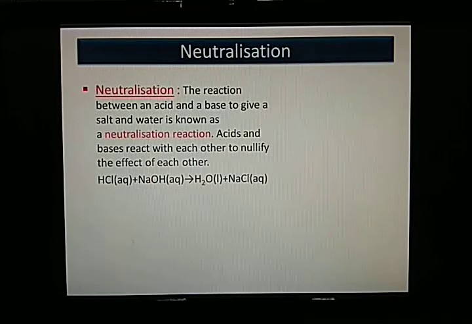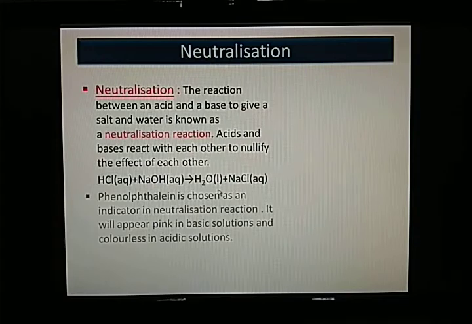But before that, let us see one reaction of neutralization. You can see here hydrochloric acid, which is an acid, HCl, plus NaOH, that is sodium hydroxide. AQ means aqueous, in a liquid solution state. Then the product is water, which is liquid, plus NaCl, which is aqueous. NaCl is nothing but common salt that we eat every day.